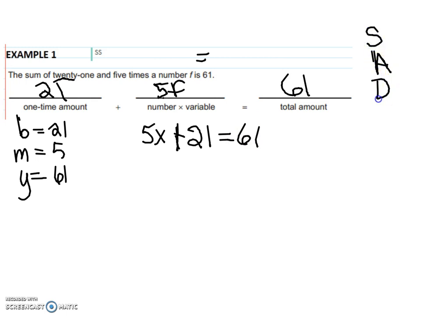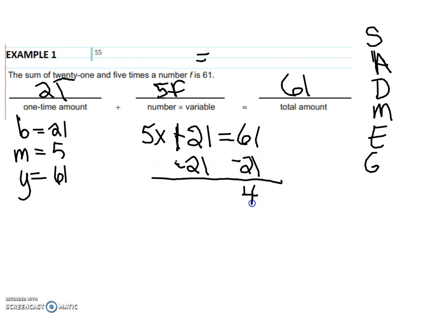Remember, I do my order of operations in reverse. We have our SADMEG. So I look for any addition and subtraction. The opposite or the inverse of plus 21 is minus 21. So I'm going to subtract. This will cancel out. I'm going to divide both sides by 5, and I get x equals 8.